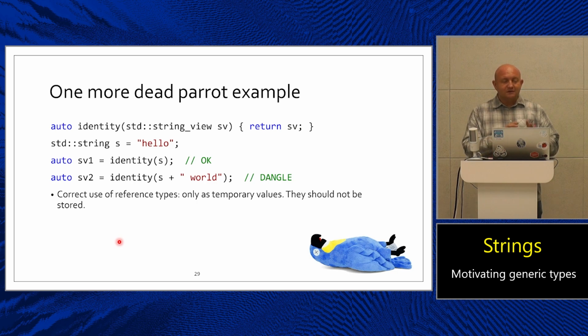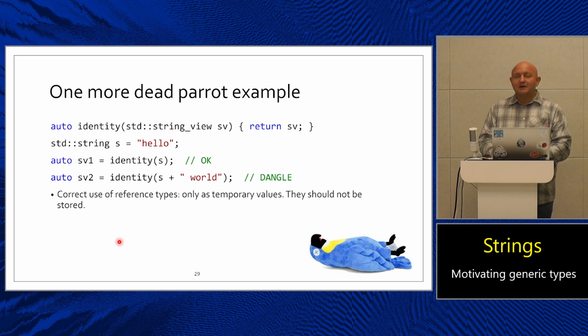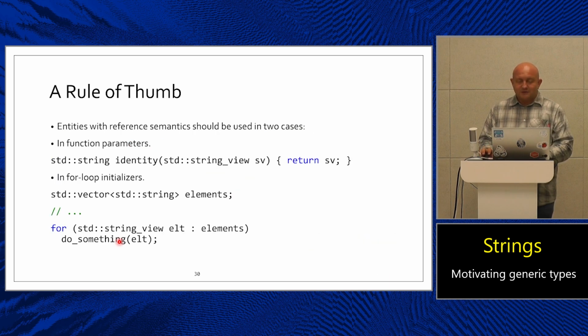And what is the correct use of reference types? We may give some guidelines, like only temporary values, they should not be stored, and so on. But in C++ there are no guidelines. You see, you may use those types as you want. But what I want to give is not a guideline, it is a rule of thumb. The rule of thumb is to only use these string view-like types in two places. We will see a lot of string view-like types in the lectures to come.